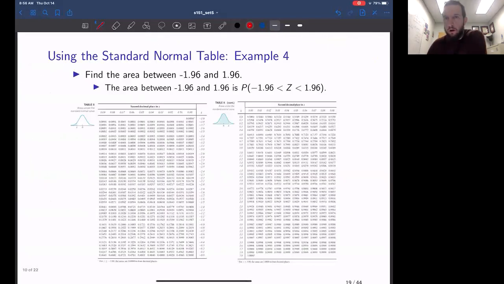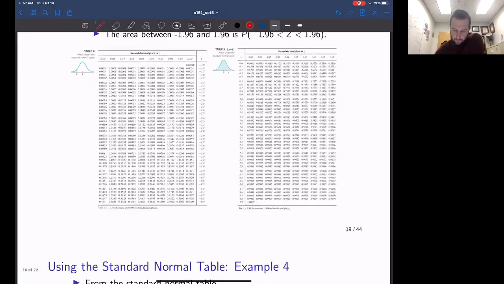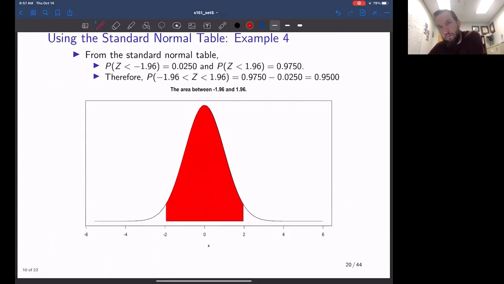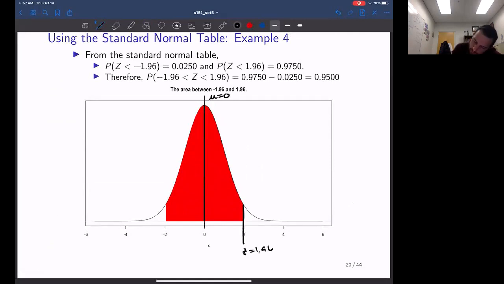All right, example 4, we want to find the area between two values. So we're being asked to find the area between negative 1.96 and positive 1.96. We start in the same way that we did before. We're going to sketch the values. So here's my standard normal curve. Again, I am centered at 0. Here it would be Z equals positive 1.96, and here is Z equals negative 1.96. So I want the area between positive 1.96 and negative 1.96.